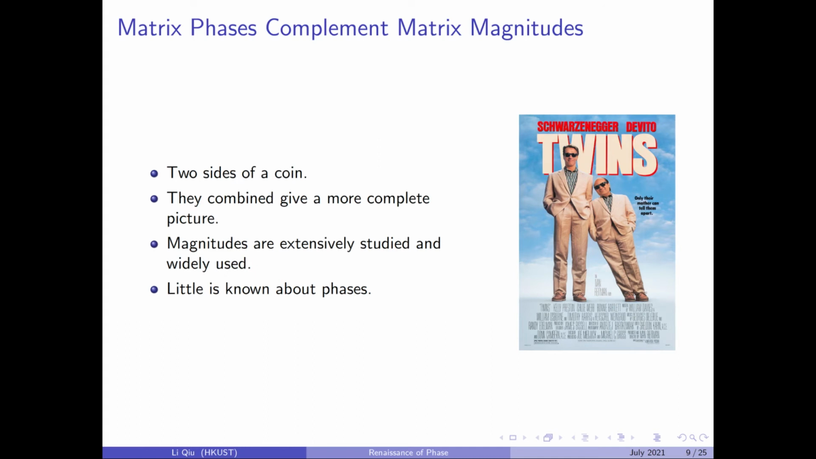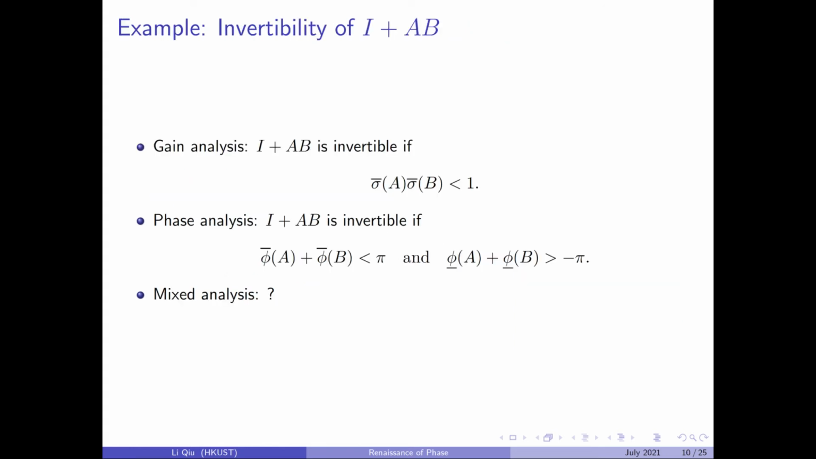So let's maybe again look at an example. In many situations, we are interested in the invertibility of a matrix like this, I plus AB. We want to see if this is invertible. We can do gain analysis.